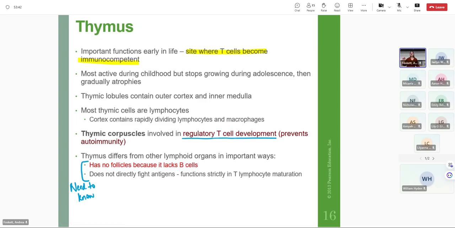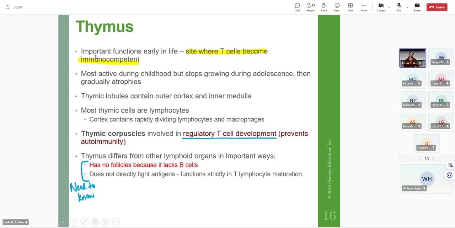When it comes to the thymus, there's only one lymphocyte population here. It's nothing to do with the B cells. So thymus, this is kind of how I remember it. T for T cells. Okay. So this is a very important site where T cells become immunocompetent.